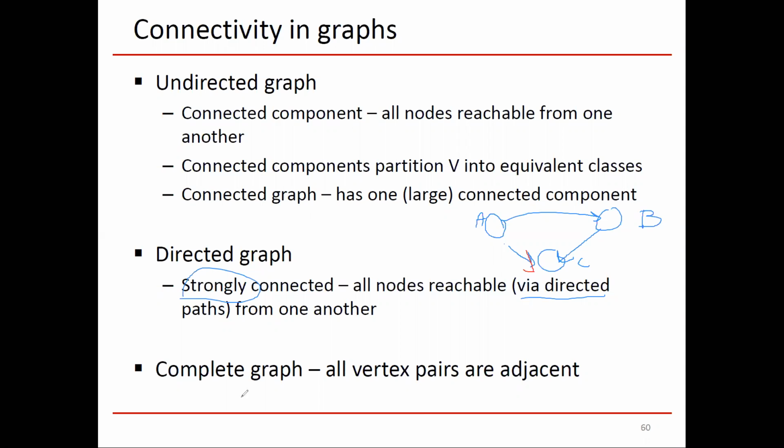A complete graph is a graph where all the vertex pairs are adjacent, meaning that for any pair, you have an edge. As I said earlier, that type of graph is going to be very cyclic, very redundant, but in some applications there are advantages.